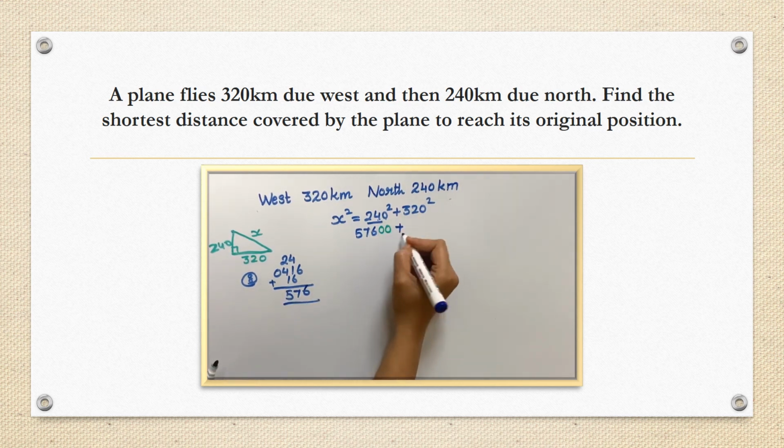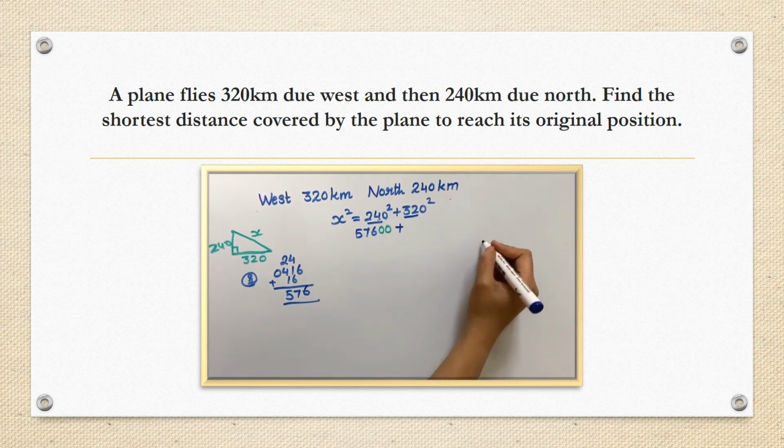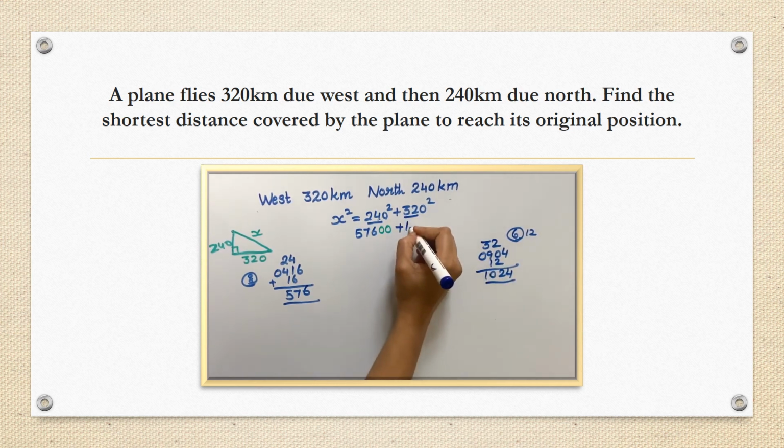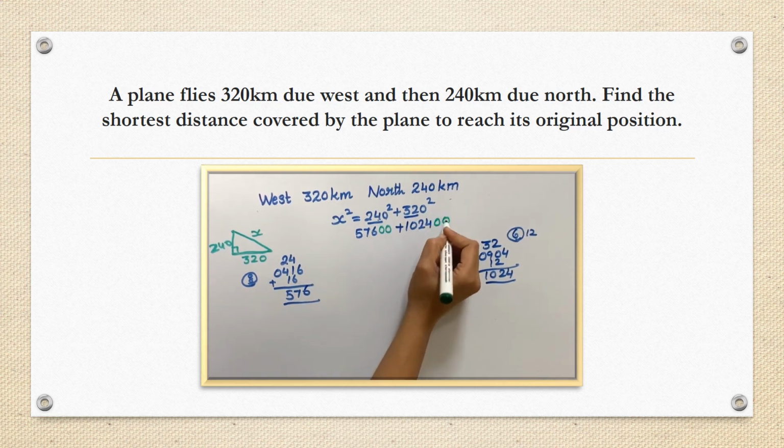Then 320. Take 32 and let's find the square of that first. 3 square 9, 2 square 4, 3 into 2 6, double it 12. Then add it: 4, 2, 9 plus 1, 10. 1024. Then here 10, so in the square 2 zeros.